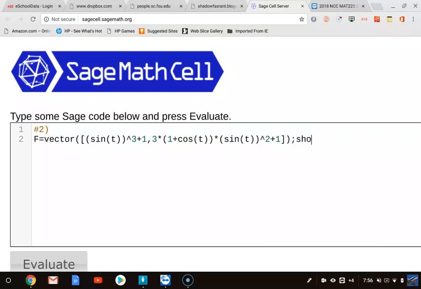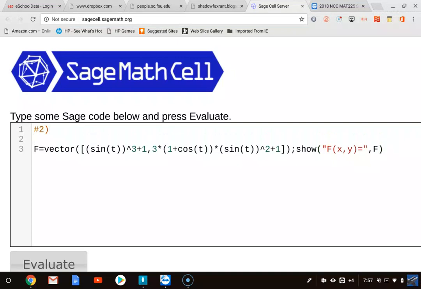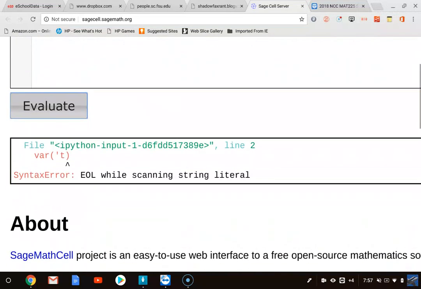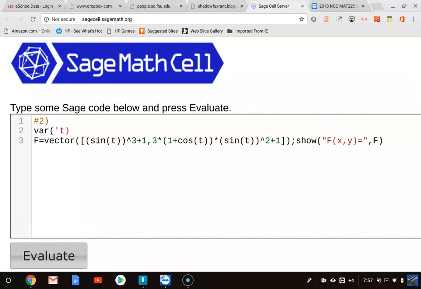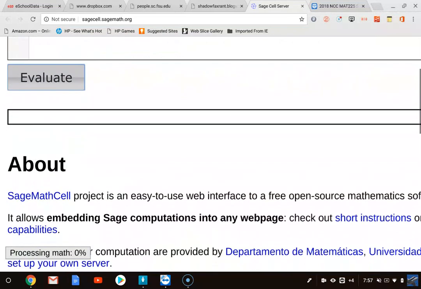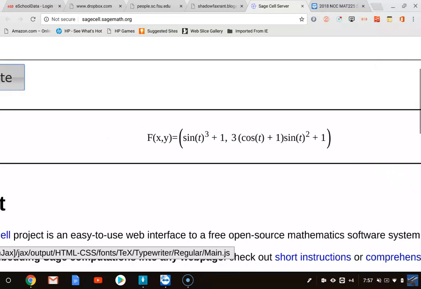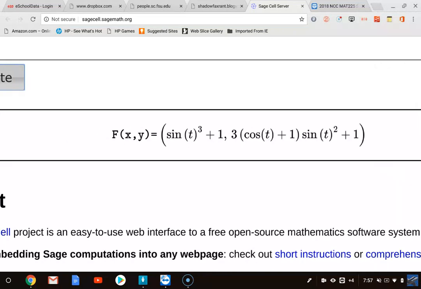Let me just show it, make sure I didn't mess up something. Capital F for vector field, by the way. And there's t's and stuff, so I better var t, right? Did I enter that correctly? Okay, so there's the mess. So this is y cubed plus 1. This is 3xy squared plus 1. Perfect. Okay. In terms of t.